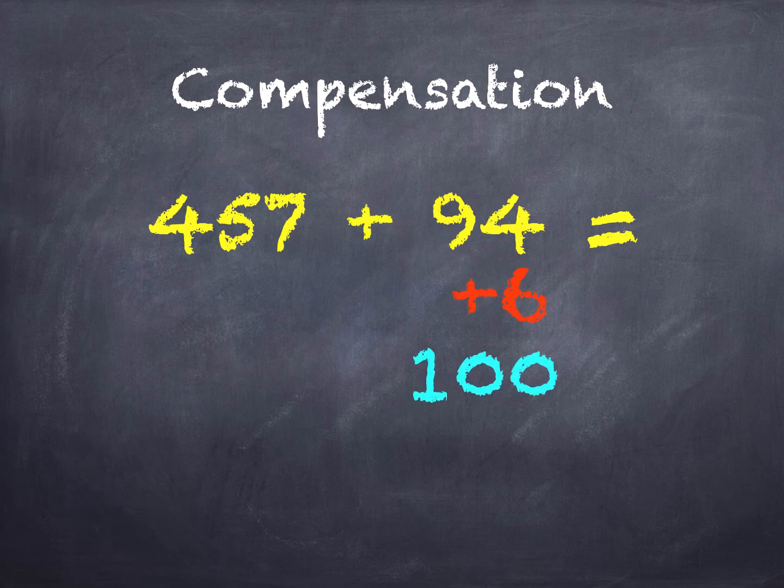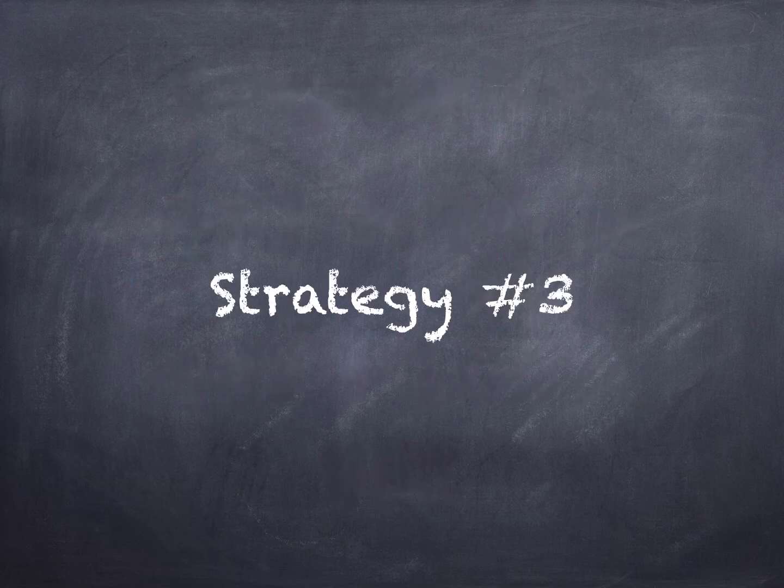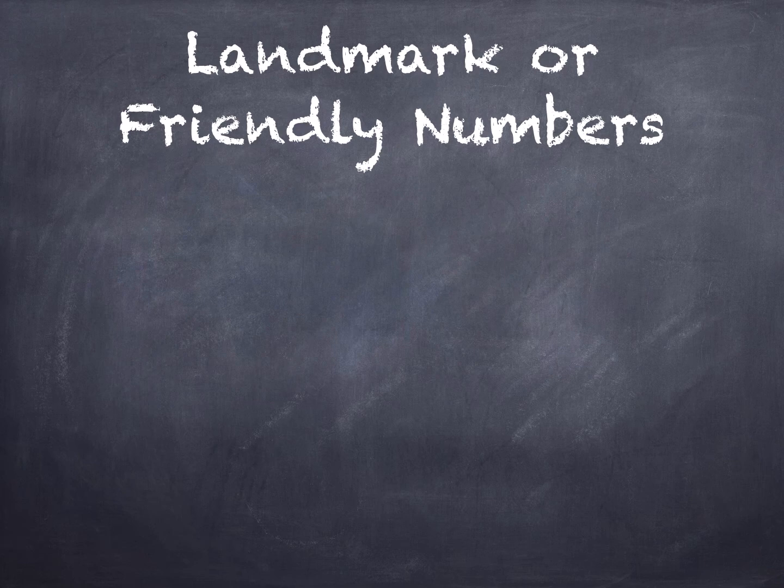So what compensation says is, if I've added 6 to this side, I need to compensate. I need to take the same amount away from here. So I'm going to take 6 away from this side. When I do that, I now have 451. And all I have to do is add those two together. 451 plus 100 gives me 551. That's the compensation strategy.